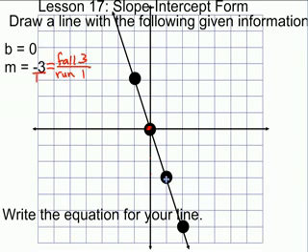Last but not least, we want to write the equation of this line in slope-intercept form. So we get y equals m, well m is -3, x plus b. B is 0. So really you could just write y equals -3x.